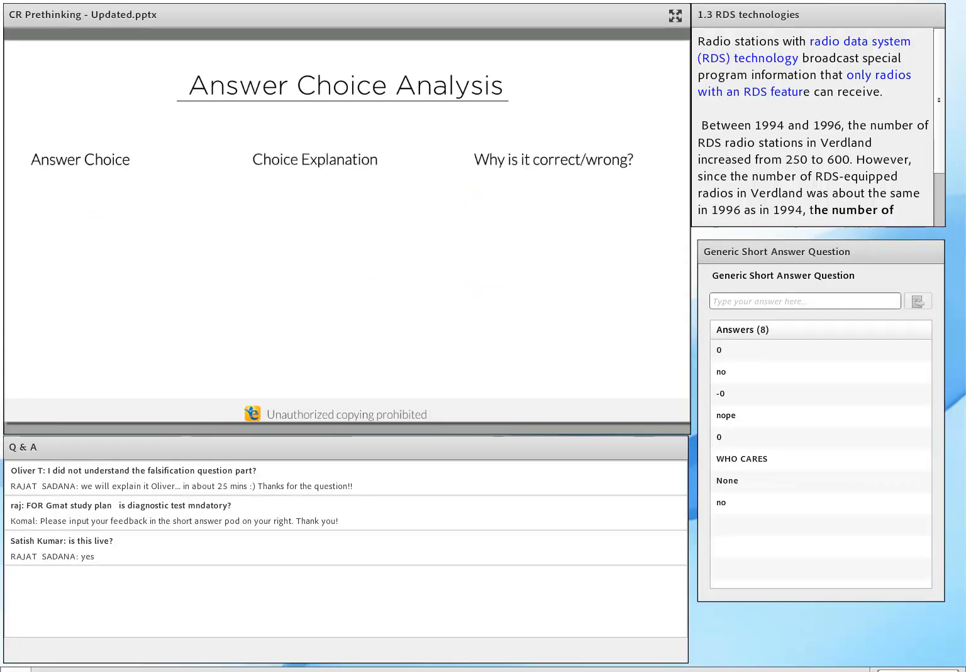Okay, let's talk about choice D, and this is where choice D is a classical example of people not visualizing the answer choice in the context of the conclusion.